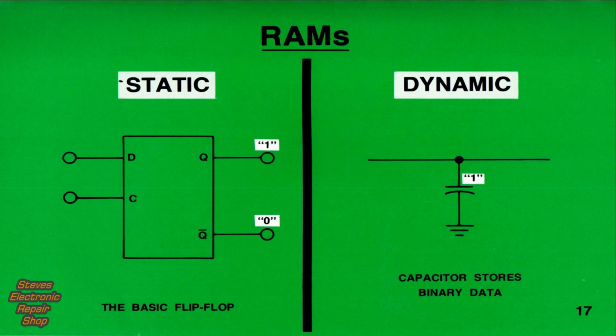RAMs can be divided into 2 categories, static and dynamic. These classifications result from the type of memory cells used in each device. The static cell on the left is the basic flip-flop discussed earlier. The dynamic cell on the right is an ingenious use of the capacitor to store data.